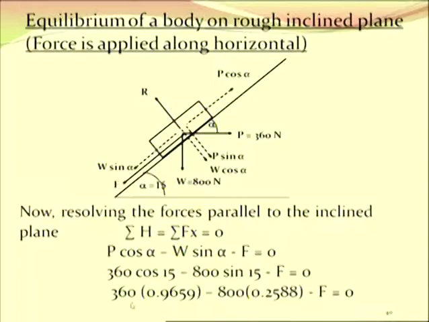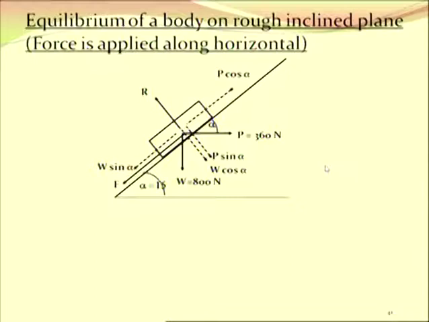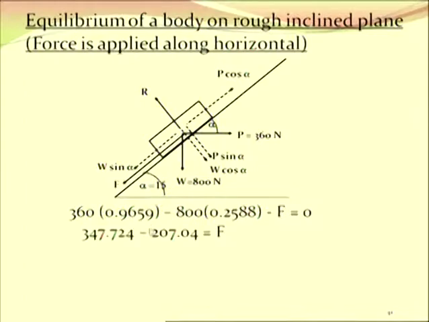Simplifying it, 360 in parenthesis 0.9659 minus 800 in parenthesis 0.2588 minus F equals to 0. Further simplified, 347.724 minus 207.04, putting F on the other side, it equals F. So we obtain the value of F, that is friction, as 140.684 Newton.